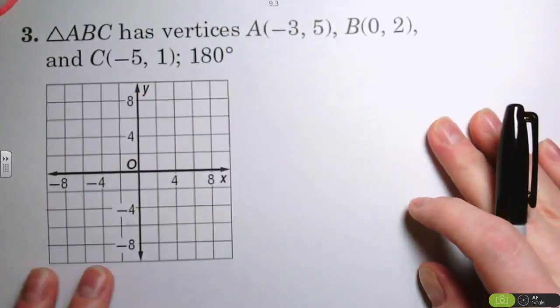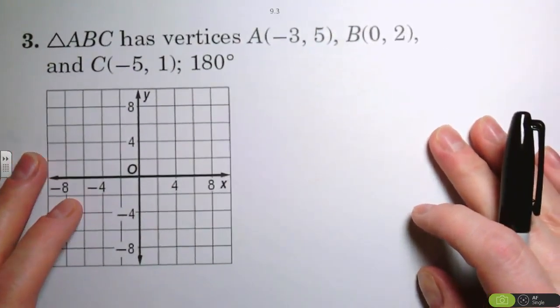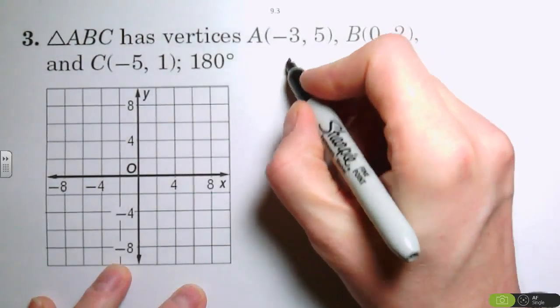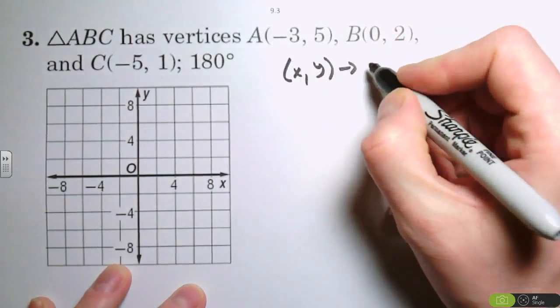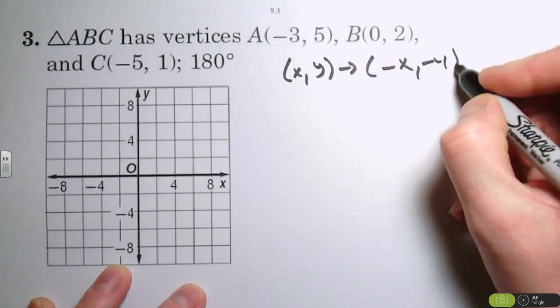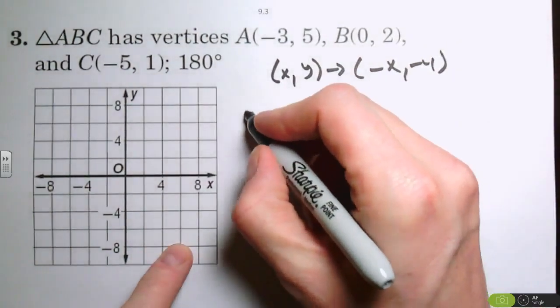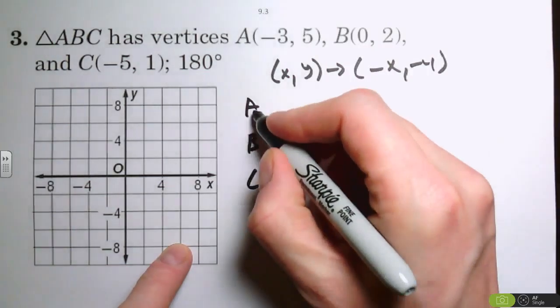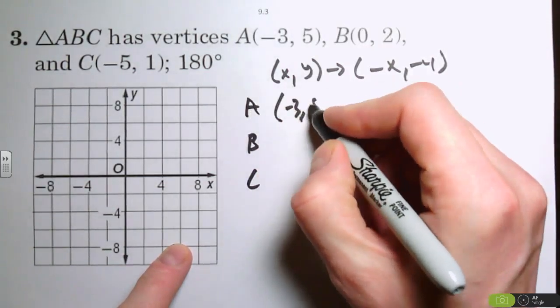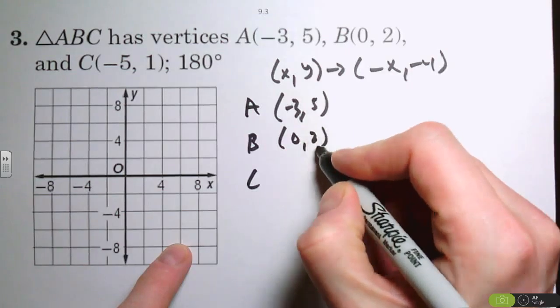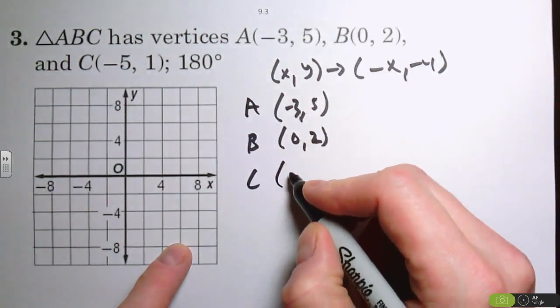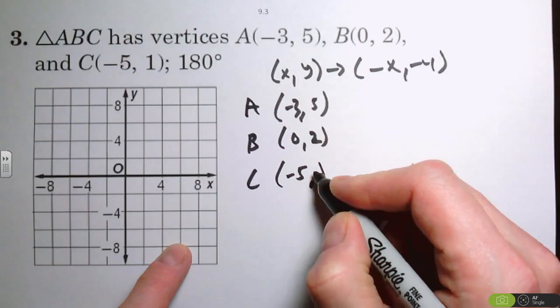Okay, next example. 180 degrees rotation. 180 degrees rotation is probably the easiest formula of all of them, even in all the sections. X, Y becomes negative X, negative Y. You don't switch them, you just change the signs. So we have A, B, C. A is at negative 3, 5. B is at 0, 2. C is at negative 5, 1.